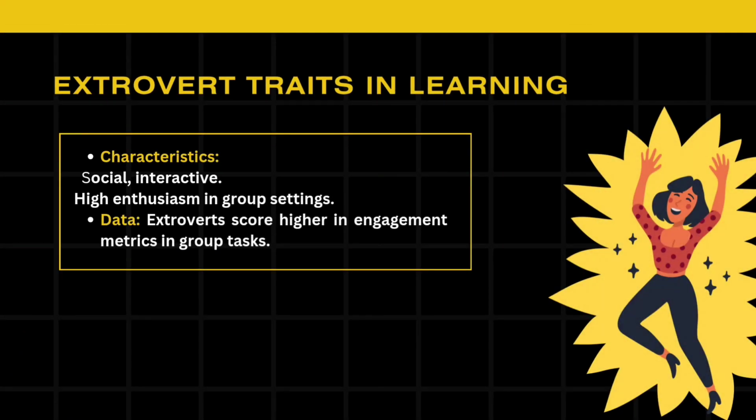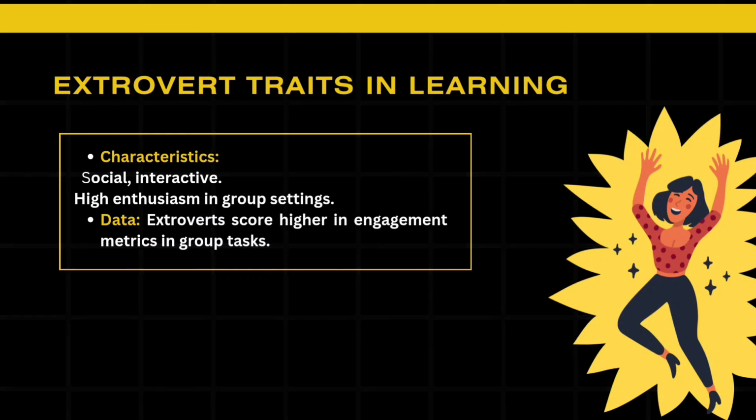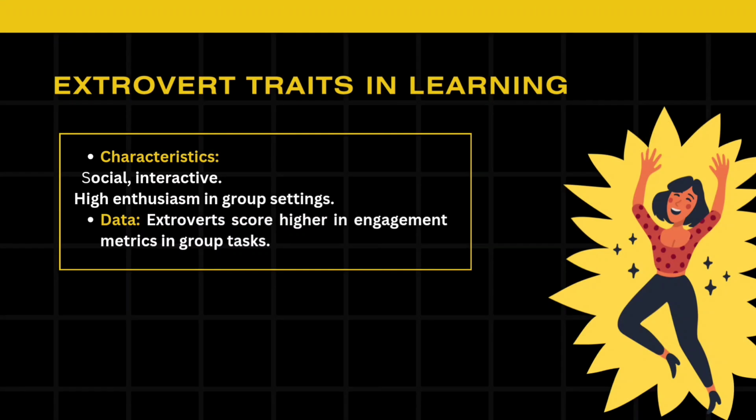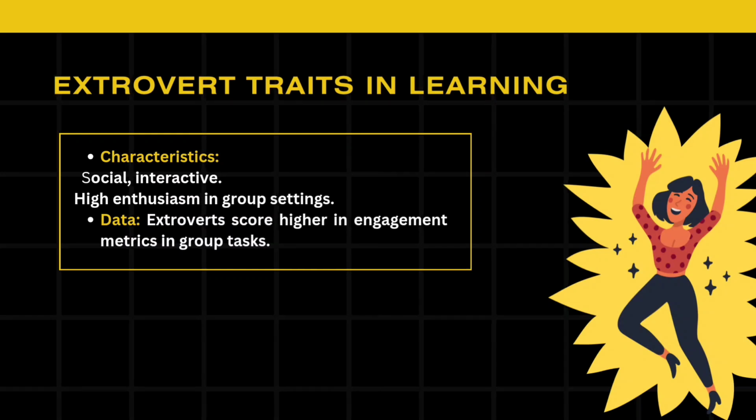Next, extrovert traits in learning. Extroverts typically enjoy socializing and thrive in group settings. They tend to be more enthusiastic and engaged when learning in interactive environments. The data from the study show that extroverts score higher in engagement metrics during group tasks.